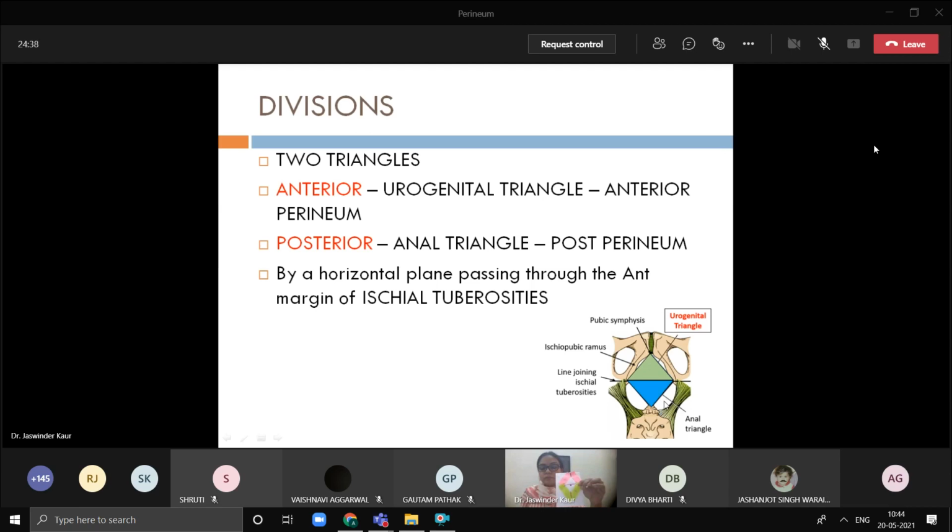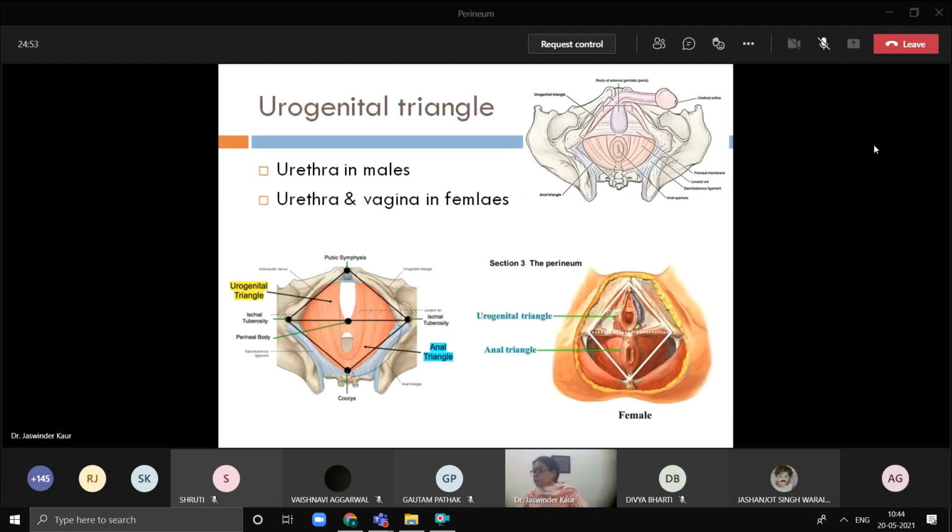Yes, ma'am. Between the two pink lines, it is the urogenital triangle. Between the two yellow lines, this one is the anal triangle. Right? Now, what are the structures present in the urogenital triangle and in the anal triangle? In the urogenital triangle, in case of male, this one is the urogenital triangle. So this is the ischial tuberosities. Joining the two ischial tuberosities, above is the urogenital triangle, below is the anal triangle. At the center of this imaginary line is present the perineal body.